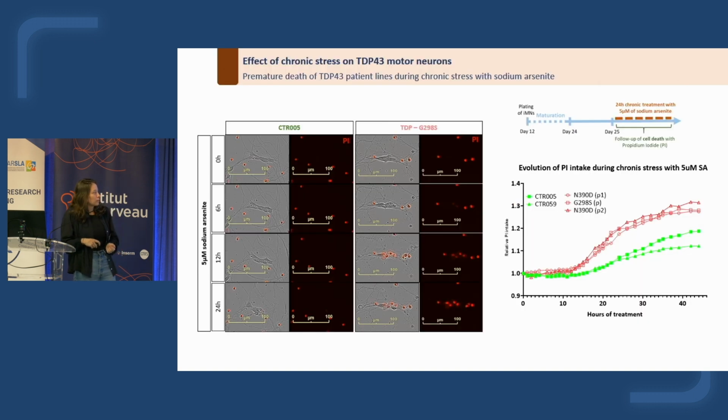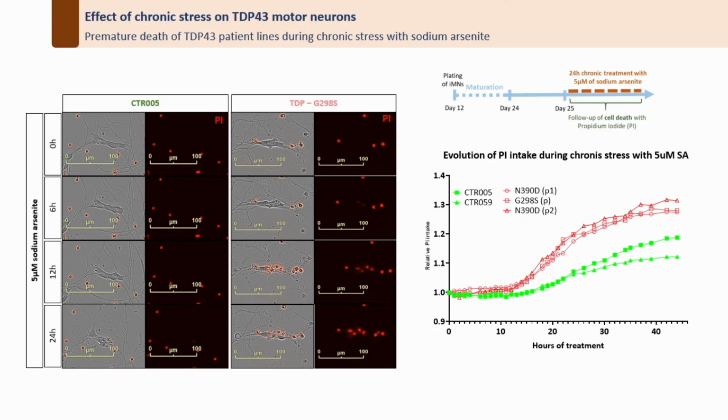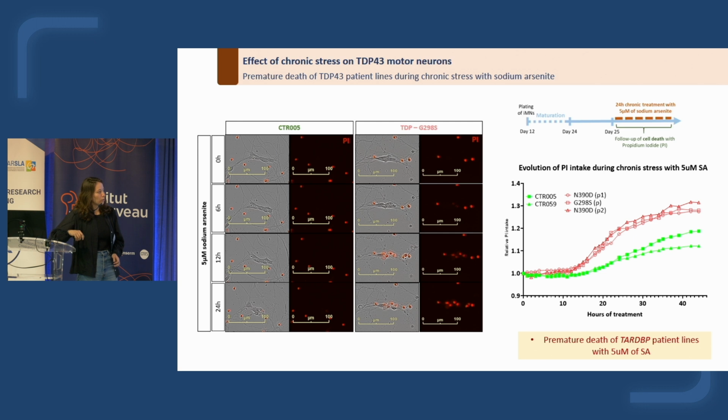So here I go into detail with the results. Here you have propidium iodide intake. You have a control line here, you see the neurons. At 24 hours, you see that some cells are starting to round up and start to die, but the PI intake is still not there. At the same time point for the TDP lines, you see that almost half of the cells are already dead and PI intake is already there. Compared in the dynamic assay, you can follow up for the 40 hours. You can see that we have a premature death of TARDBP lines with low concentration of sodium arsenite. Eventually, the control lines still have cells that end up dying, but later and fewer cells.